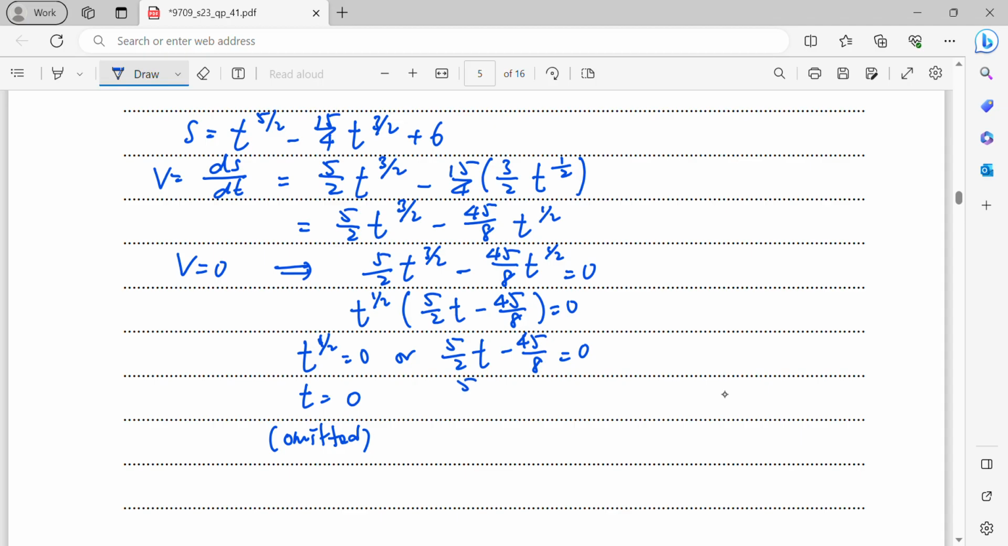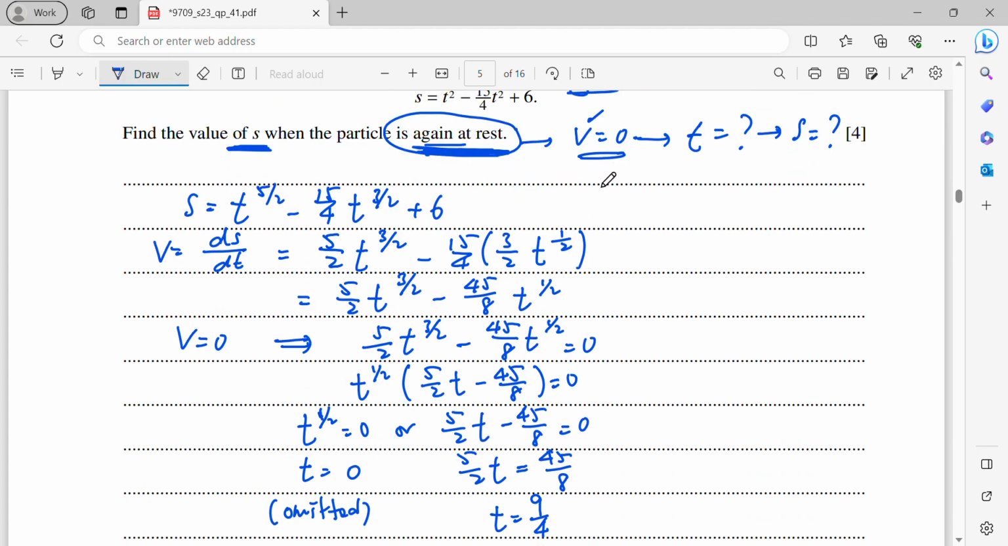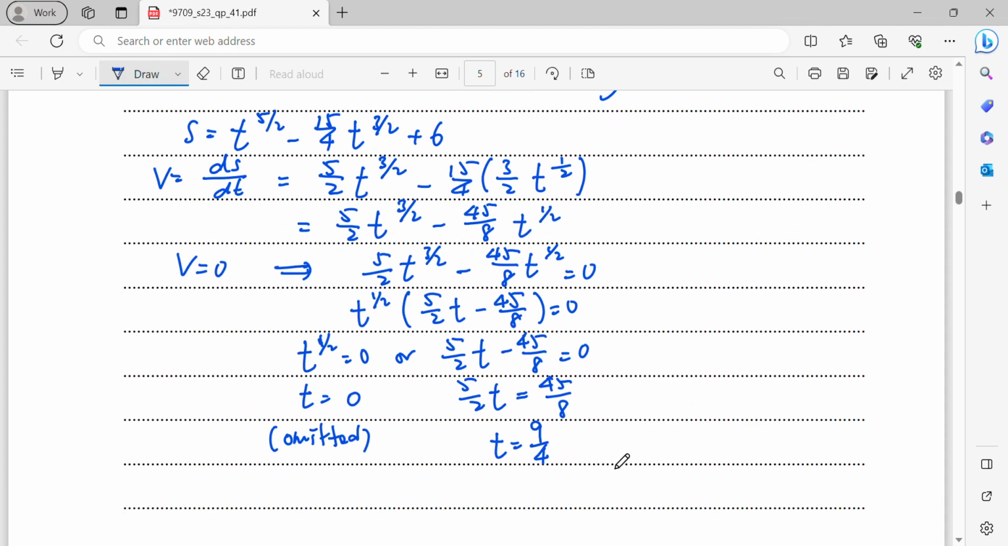Now 5 over 2t minus 45 over 8 equals 0. I move the minus 45 over 8 to the right side. Then from here, t is going to be 9 over 4. So I have found the t value when it is at rest again. But the question asks for s, so just substitute this t into the s.